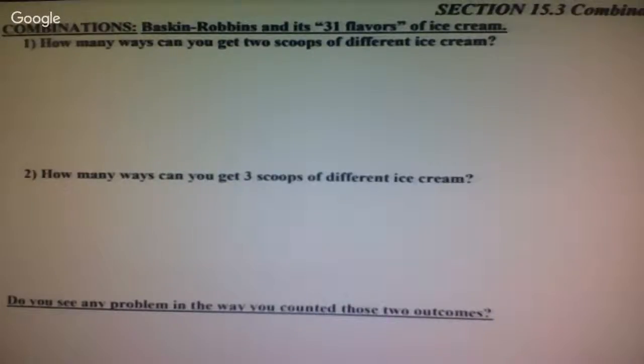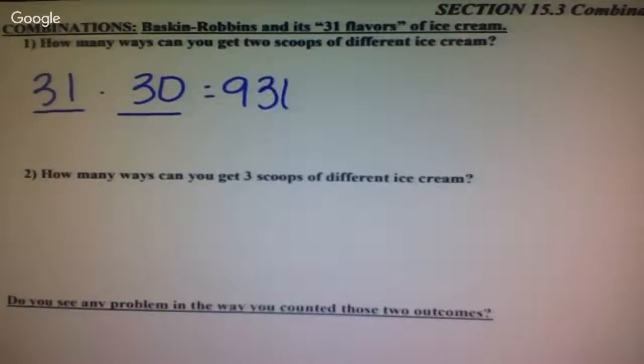So think about it this way. If this was a permutation, we're getting 2 scoops of ice cream, and I've got 31 flavors. What would that look like as a permutation? 31 and 30. You don't want chocolate twice; you want 2 different flavors. So if you multiply this, 930. There's 930 different ways.